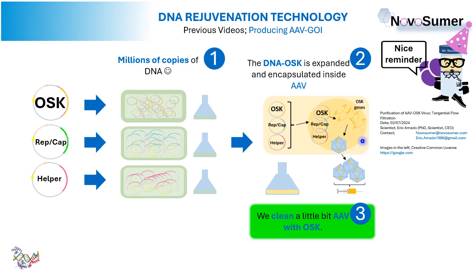This is the second step. It's just introducing the DNA that we have produced inside these cells. Okay, and the cell will do all the work. The cell will do all the hard work, which is producing the EV particles and including the OS genes inside the EV particles. Okay, that is the second step. Producing EV particles with the OS genes inside.